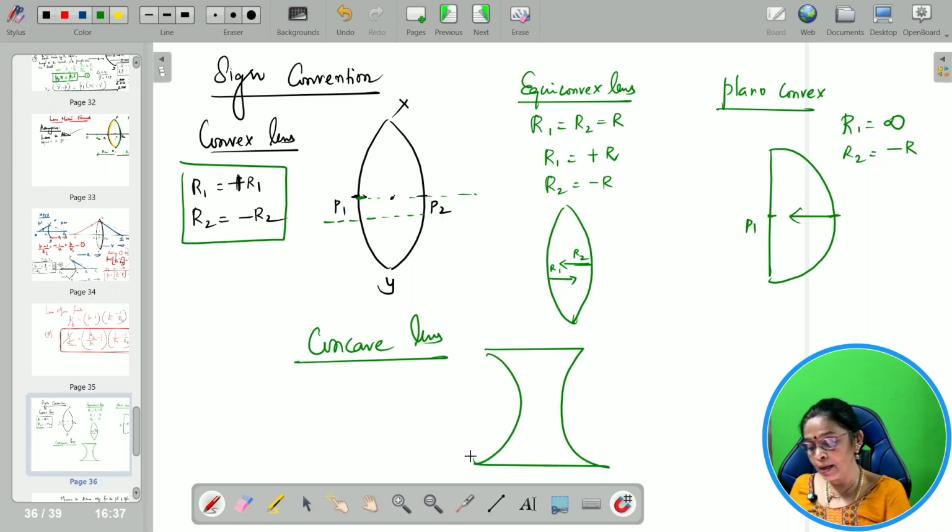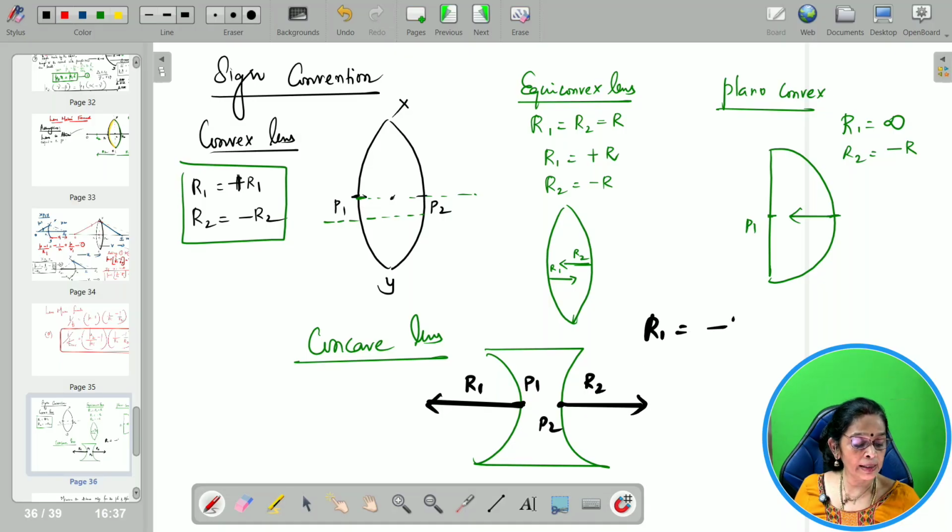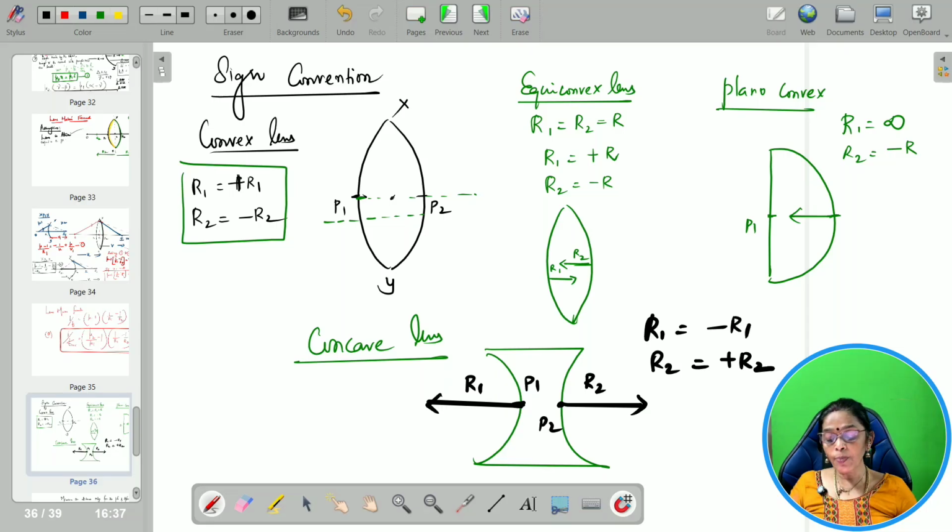So you tell me, any guesses? Yeah, you can do it. So this is P1. Therefore, R1 is negative and this is P2. So therefore, R2 is positive. So R1 is minus R1 and R2 is plus R2. So keep that in mind and then you have to do the problems.